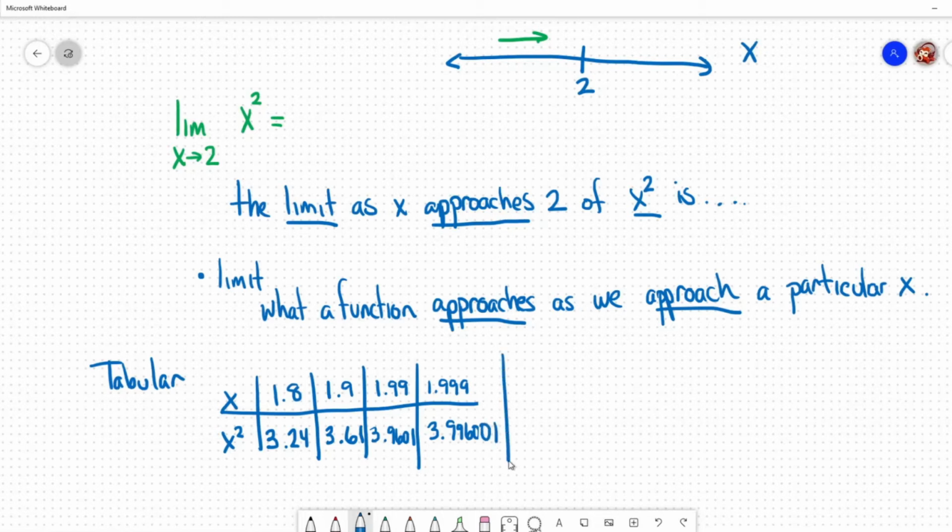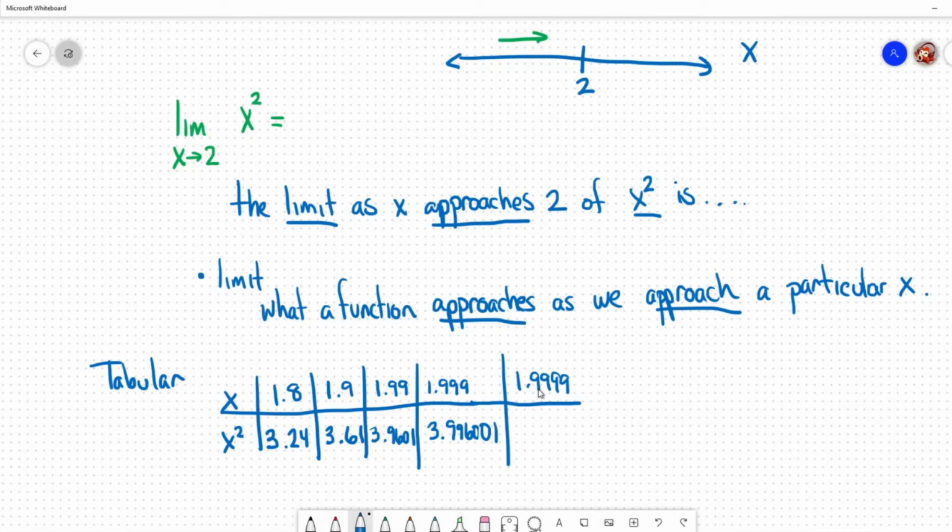So now I start to see, with everything together, this pattern. As I get closer to 2, it looks like this answer is getting closer to 4. But let's verify. What if I keep getting even closer? And this is the calculus concept I would like to point out.